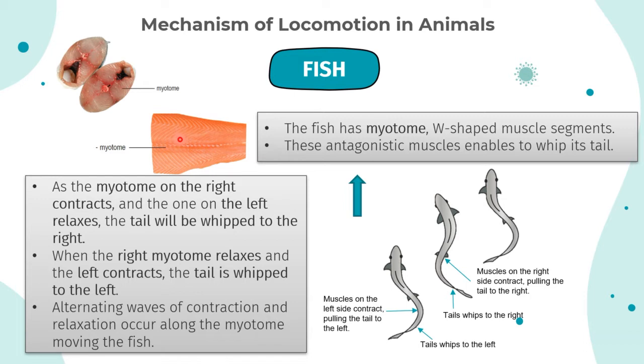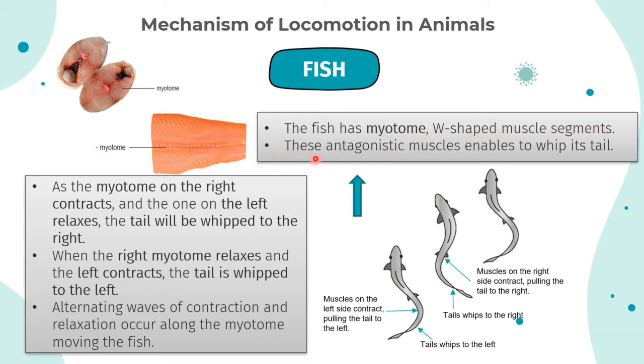There are two types of myotome here: right myotome and left myotome. On the right side of the body, the muscle is called the right myotome. On the left side of the body, it is called the left myotome. Let's go to the explanation here. The fish has myotome, which refers to the W-shaped muscle segments.